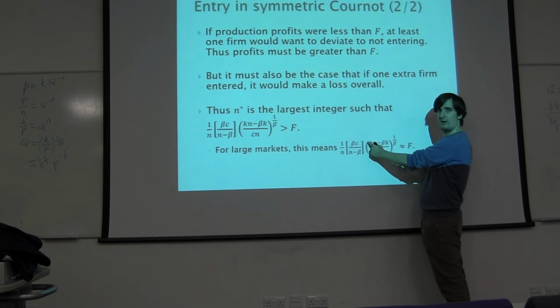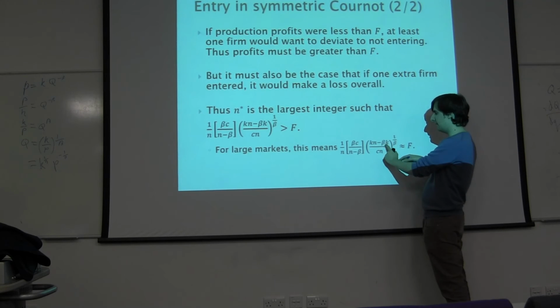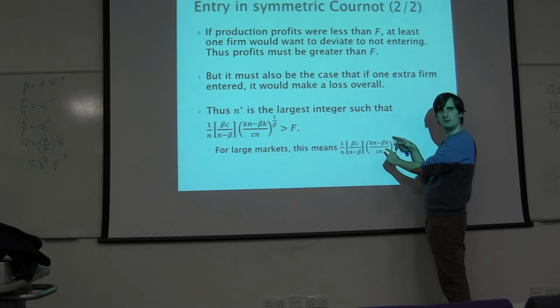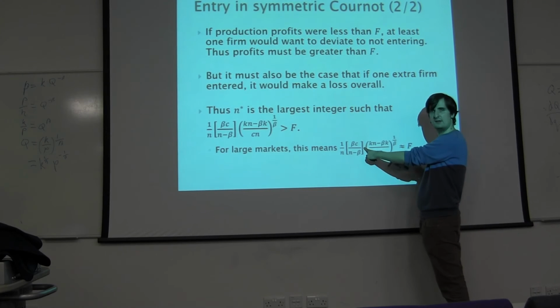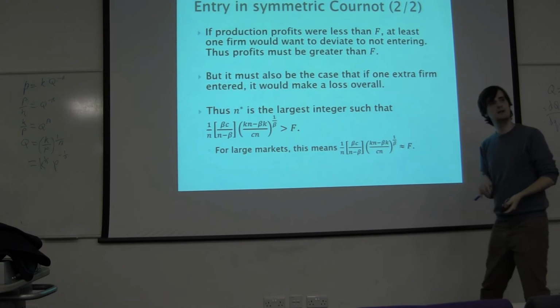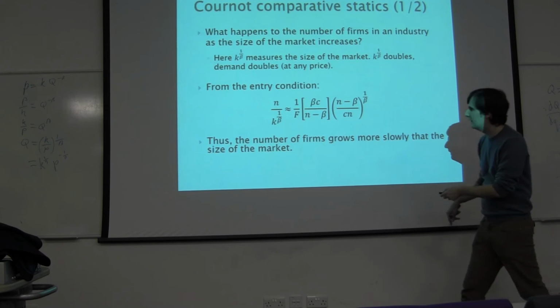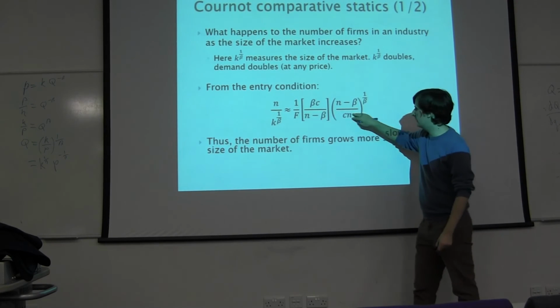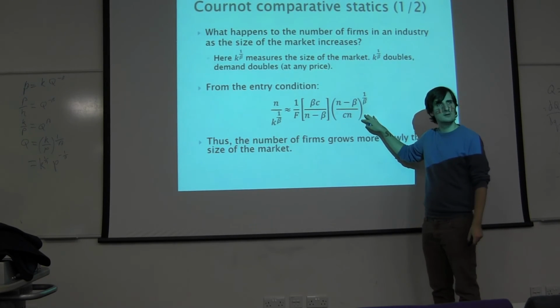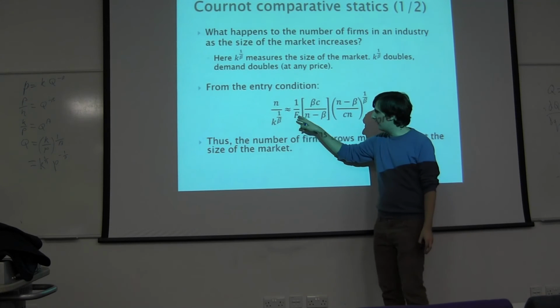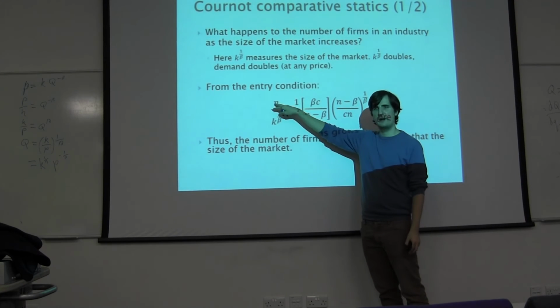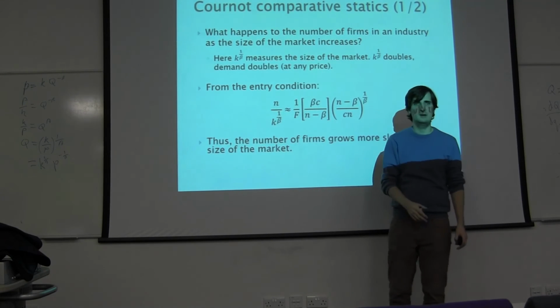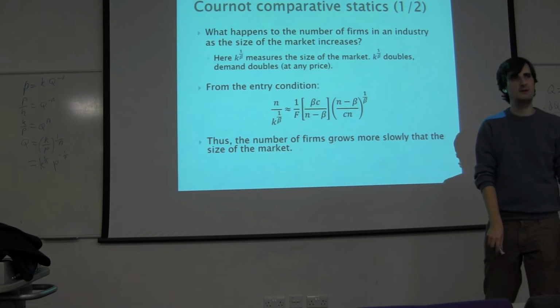This is like k to the power of 1 over beta times n minus beta over cn, all to the power of 1 over beta. Okay, so we can take a k to the power of 1 over beta out, we can take it over to the other side. So n divided by k to 1 over beta is approximately equal to this thing. All I've done is divide by f and multiply by n divided by k to 1 over beta. It's just rearranged from the previous equation.